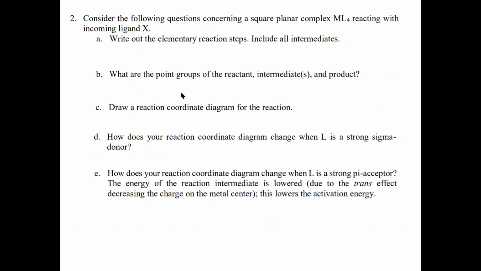Okay, and so finally, how does the reaction coordinate diagram change if L is a strong pi acceptor? Oh, JK, and that is the answer. Anyway, so the energy of the reaction intermediate is lowered due to the trans effect, and this is because the trans effect decreases charge on the metal center, which lowers the activation energy.